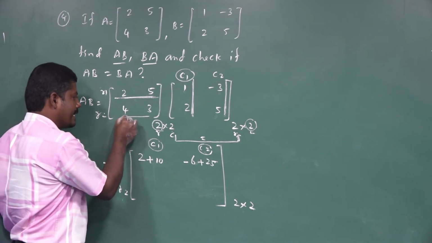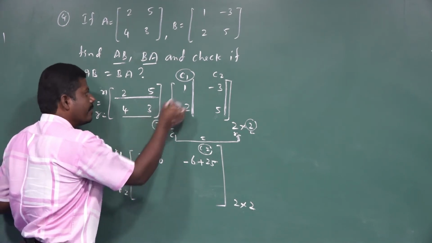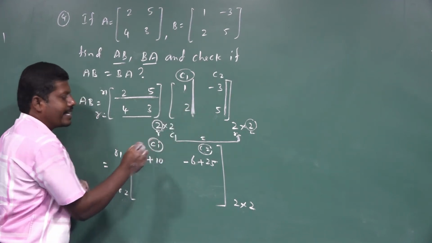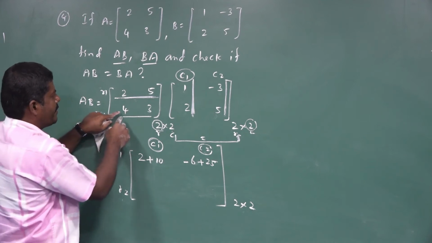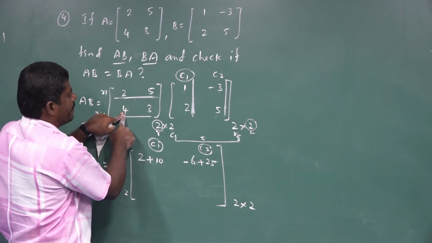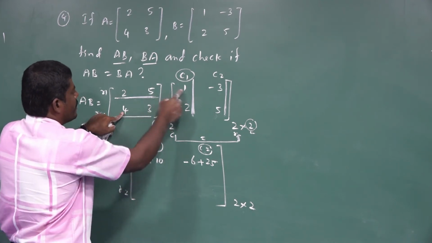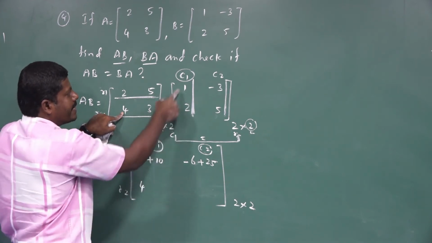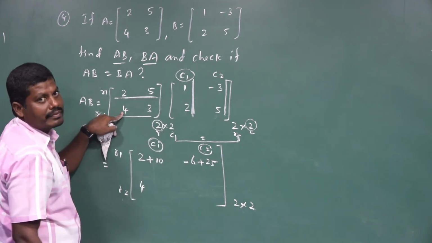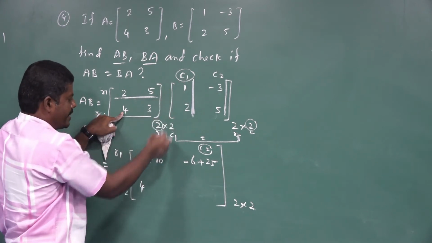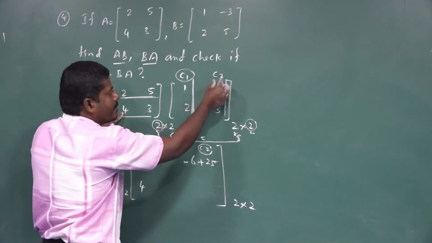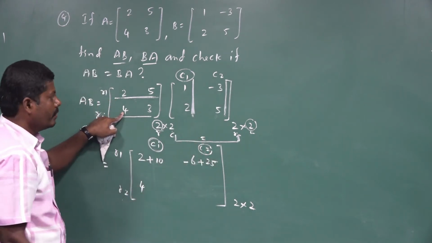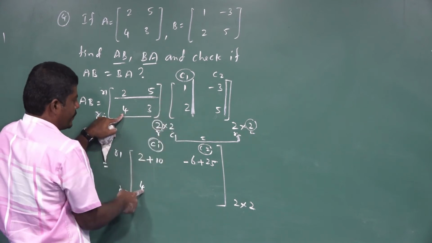Now we want to take again second row, first column. Same thing you want to do: first element multiplied with first element. 4 ones are 4. You write your answer in the first column, because we are multiplying the first column. The first column result you write in the first column, and the second column result you write in the second column. So 4 multiplied by 1 is 4.